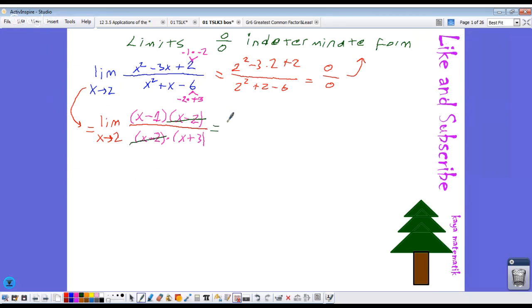So what will we get right now? Limit x approaches 2, up there x minus 1, here x plus 3. Now let's try to put this number 2 in the rule. That will be 2 minus 1 over 2 plus 3, which is 1 over 5. Since it is a number, here we have a result. If it was 0 over 0, we should try factorizing one more time, but then there is no need.